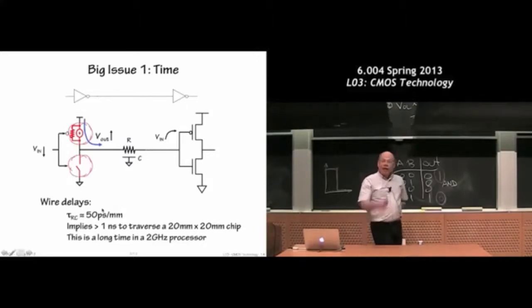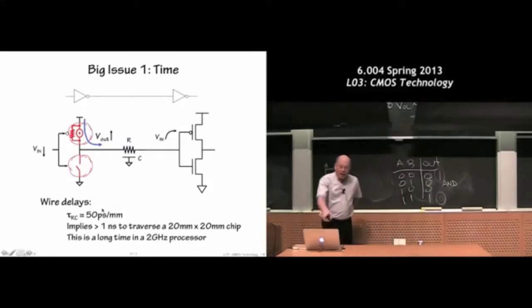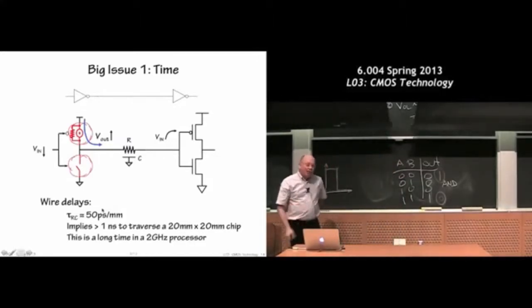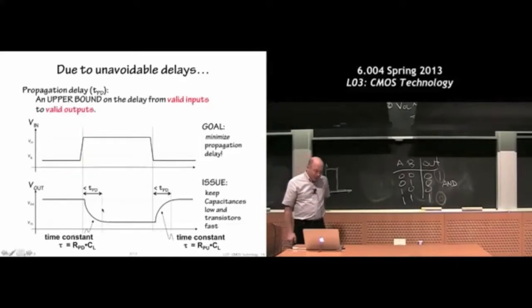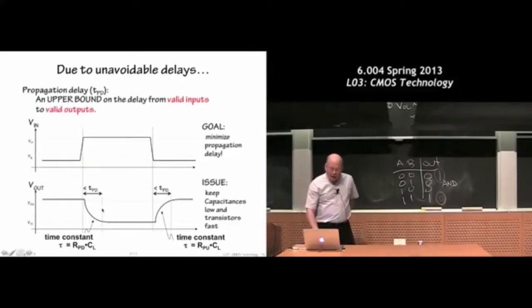And you're sort of going, whoa, a gigahertz processor. And you can sort of say, whoa, this is starting to be a challenge. So the fundamental limitations of physics keep things from going too fast. They're not infinitely fast. Let me say something about how we measure delays.